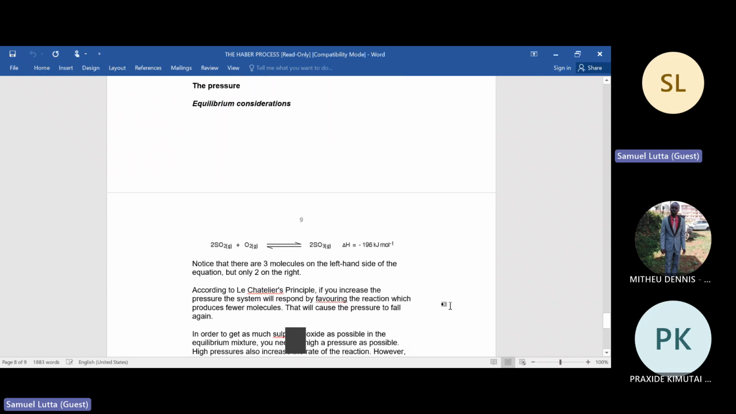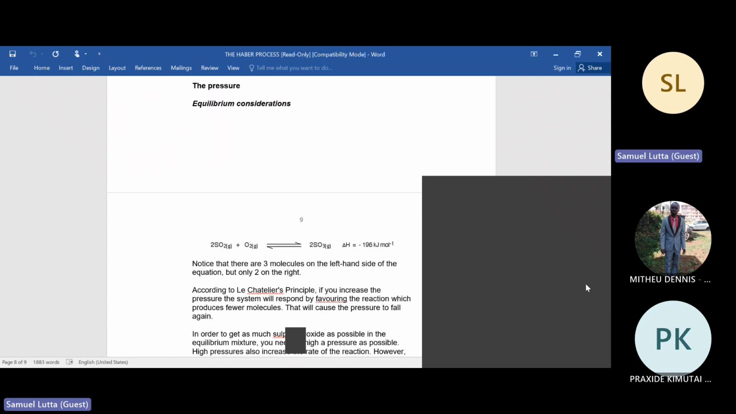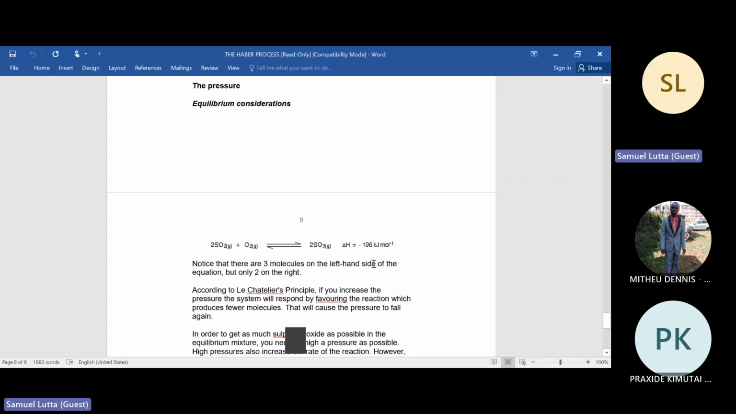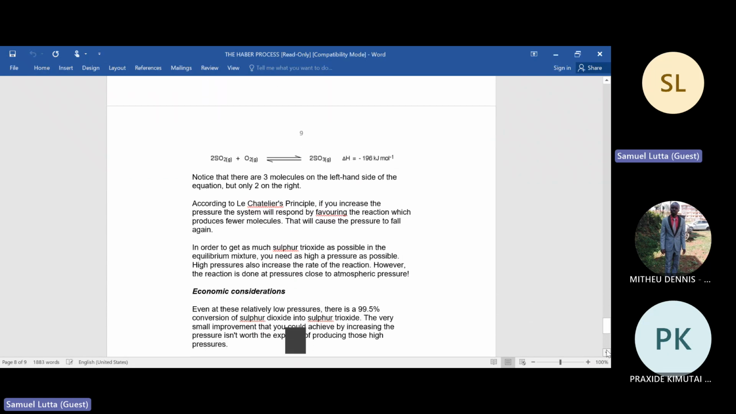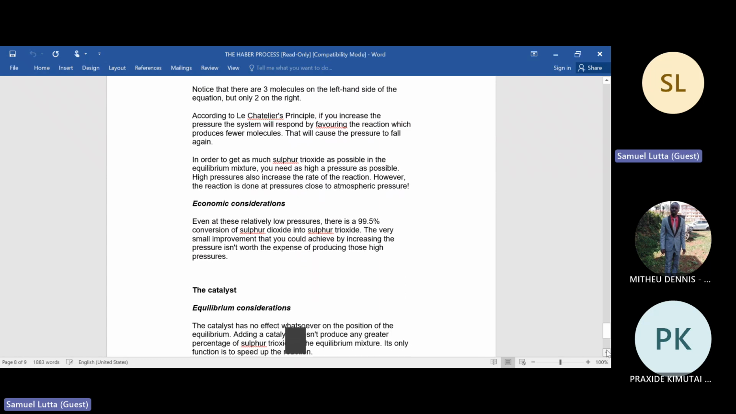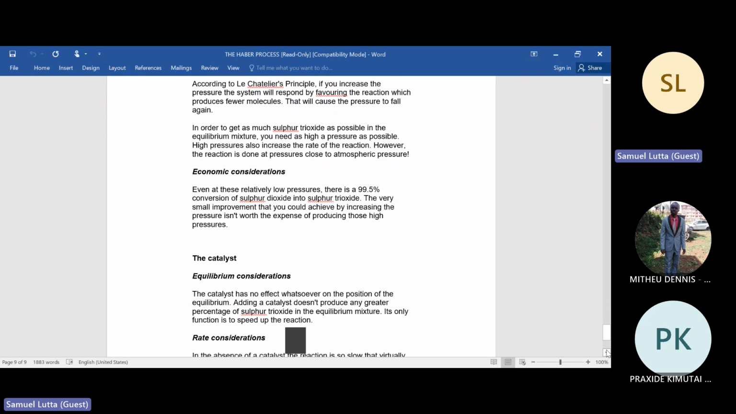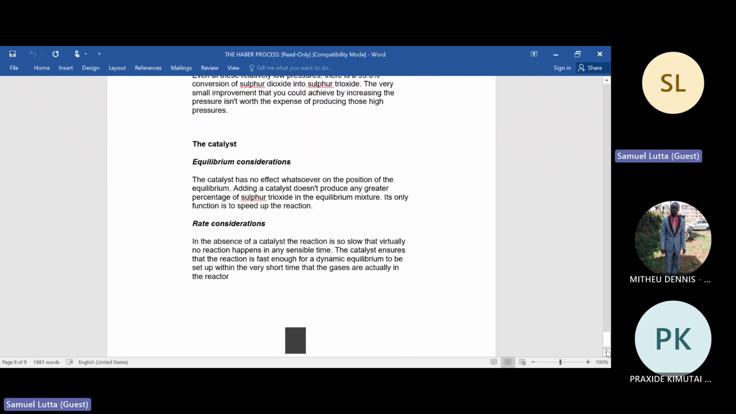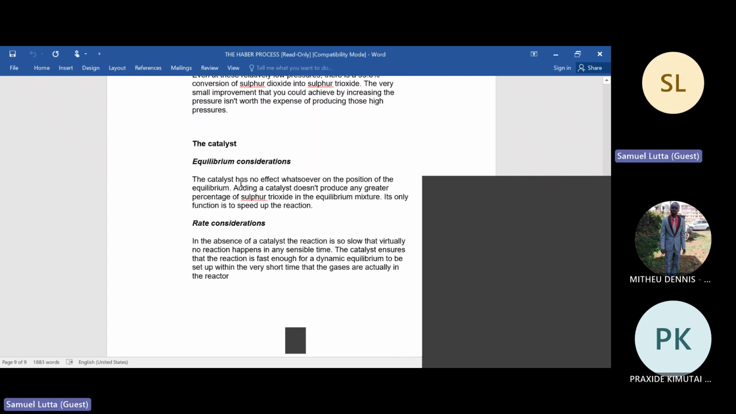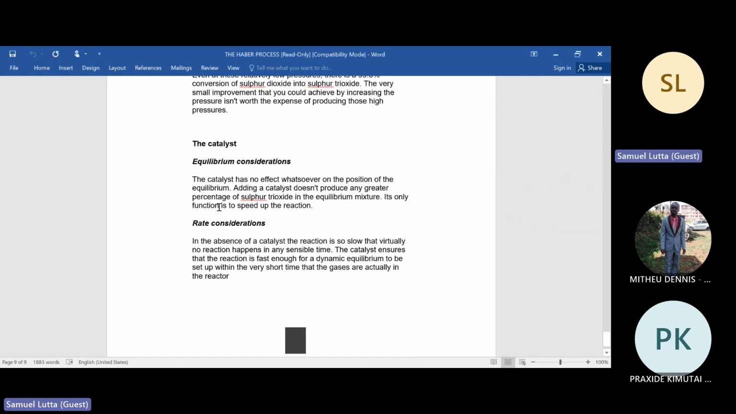Now for the pressure, this is what we have said. You are starting with 3 moles, 2 plus 1, and you're ending up with 2. So it means this reaction occurs with a decrease in pressure. So you need to favor this reaction by trying to increase the pressure a bit. But again, we know maintaining high pressure could be expensive, so we try to get a compromise. And then the other thing that we need to have here is a catalyst, and because these are gases, we normally use a solid catalyst so that you can speed up the process.